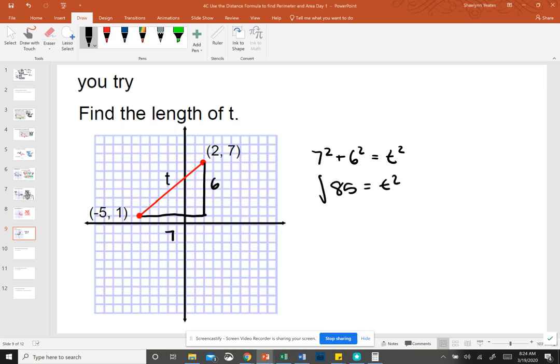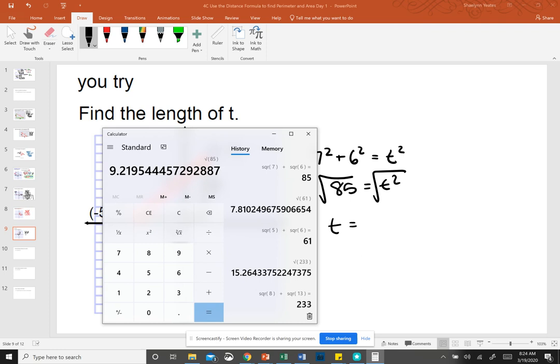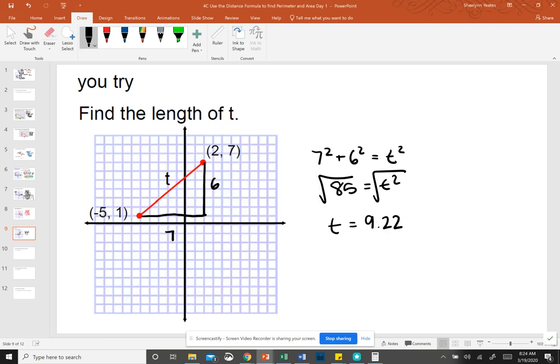equals T squared. If I take the square root of both sides, I get T equals, if we take the square root of 85, it's 9.2195, so that's going to be 9.22. Or you can just leave it as the square root of 85.